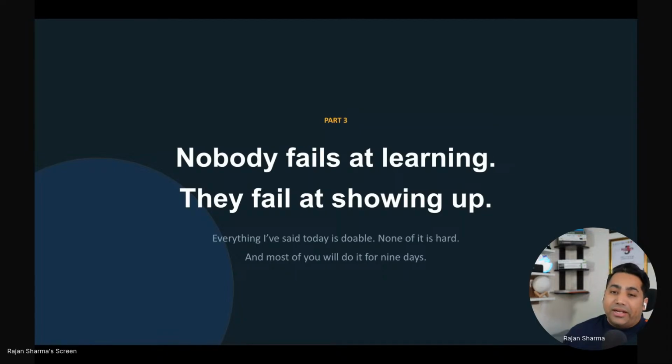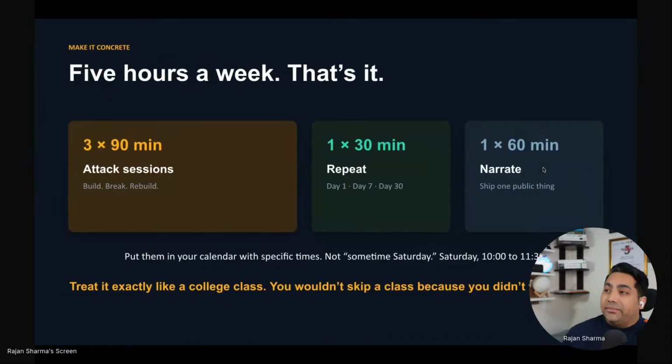Nobody fails at learning; they fail mostly at showing up. So showing up is very important. That's what we discuss in detail here. And punctuality is a promise. Actually, here it's not a clock. I want to reframe one word, punctuality. You have been taught punctuality means arrive at 9 a.m. That's the smallest and least interesting version.